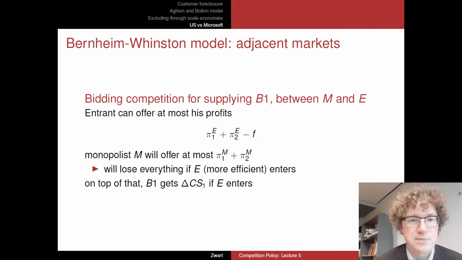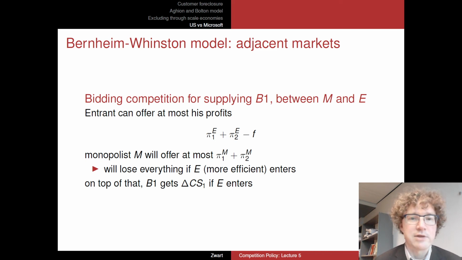Well, there's this bidding competition, if you wish. These two companies, both M and E, they are competing for signing up B1. So either B1 takes up this offer for this exclusive contract from M, or it takes up the counter offer, a very attractive counter offer from E, to buy from E. So what does this bidding competition look like? Well, both M and E have to consider what's the best offer that I can make to B1.